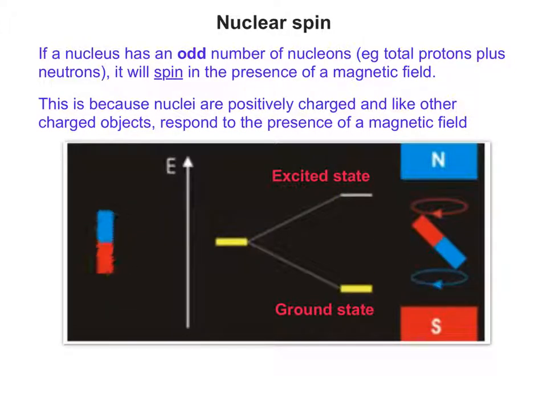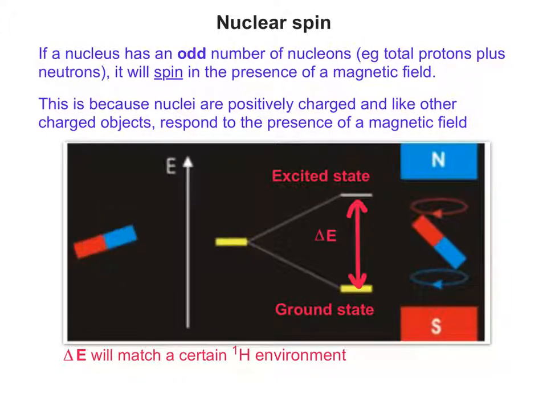So basically, the energy difference between these two states will match the environment that the hydrogen atom will find itself in. So we're talking about hydrogen atoms in particular here. So basically, the energy difference, or delta E, will match the specific hydrogen environment that it's responding to.